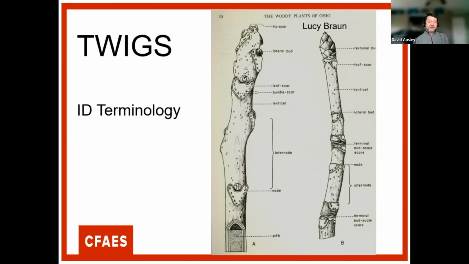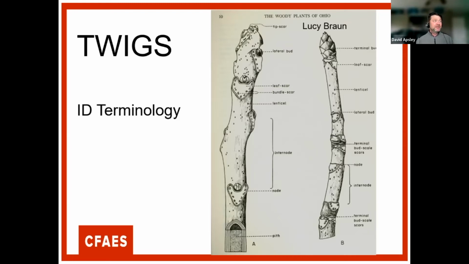The line drawings in here are phenomenal. They're some of the best line drawings in any book. So if you're looking for a good reference book, I use this one all the time. It's Lucy Braun's The Woody Plants of Ohio. And if you want to learn a little bit about some history of biology and botany in Ohio, she was a giant. University of Cincinnati. I think either her or her sister was one of the first females to get a PhD at the University of Cincinnati. And she is renowned for her skills in botany work in Ohio and all of Appalachia. So it's a neat reference for you.